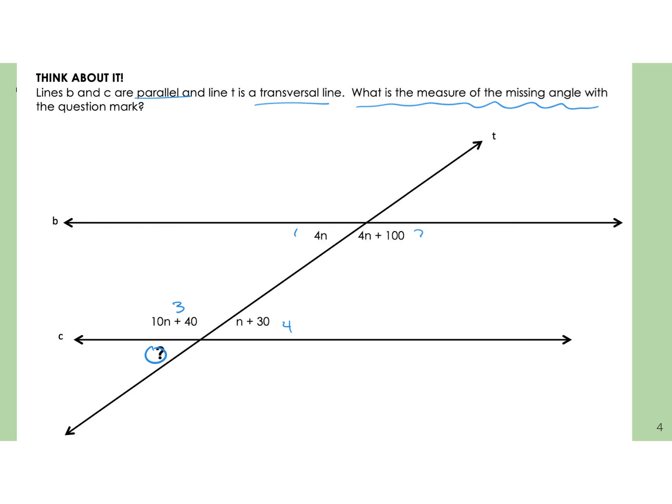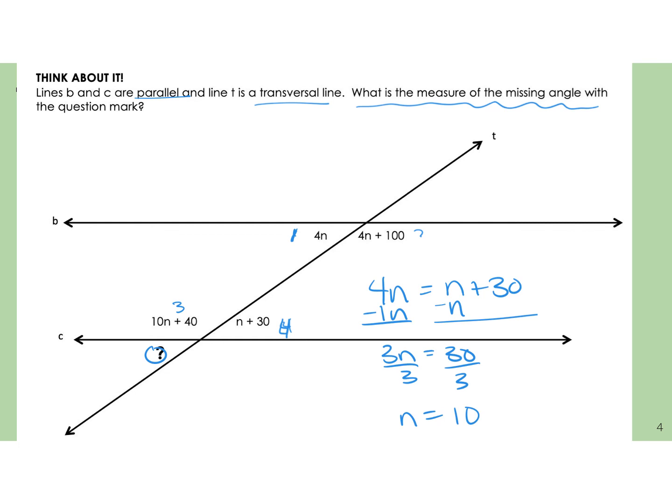I'm just going to go ahead and pick angle 1 and angle 4. Those are alternate interior, so that means they're congruent, which means I set them equal to each other. I think congruent equations are easier than the supplementary equations, so I like to pick congruent angles. So 4n equals n plus 30. I'm going to subtract an n on both sides. If you want to write in the 1, you can. So I get 3n equals 30. Isolate by dividing. n equals 10.